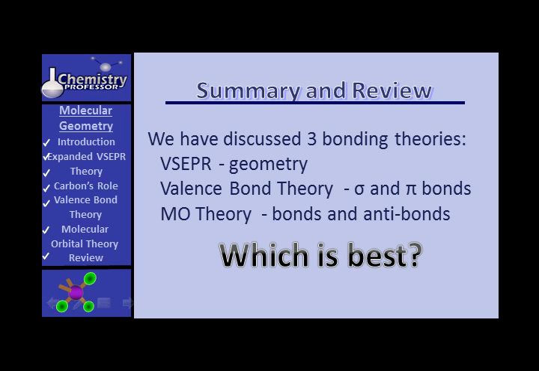VSEPR deals very specifically with geometry. Valence bond theory talks about specific parts of the molecule, the sigma bond part, the pi bonds, and things of that type. Molecular orbital theory talks about the molecule overall as it addresses bonds and antibonds and allows us to go through and figure bond order and strength of bonds and so forth. So which is best? It depends on the information you want. But probably your MO theory is the broadest, the most all-encompassing.